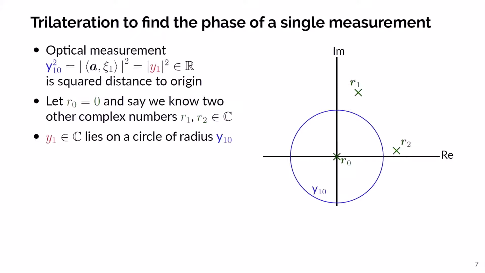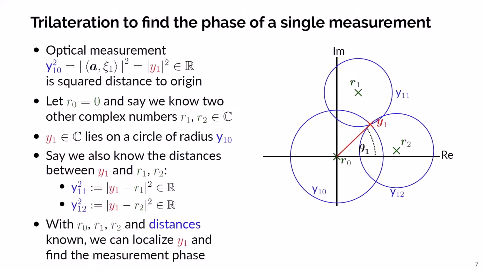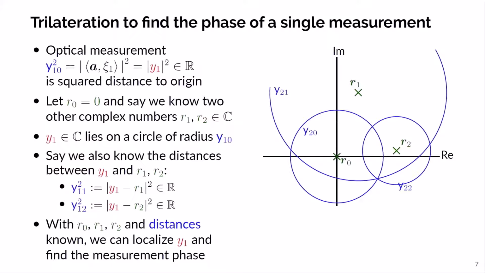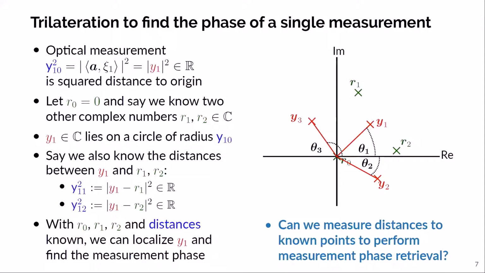However, with this information, we can't actually find out where y1 is on the complex plane. But let's say we knew a few other distances, namely the distances between y1 and r1 and r2. We can see that they all meet at one specific point, and via trilateration, we're able to localize y1 and get its measurement phase. We can repeat this process using the same r0, r1, and r2 for the next calibration signal, and all our calibration signals, and we can identify all of them on the complex plane and get the measurement phases.